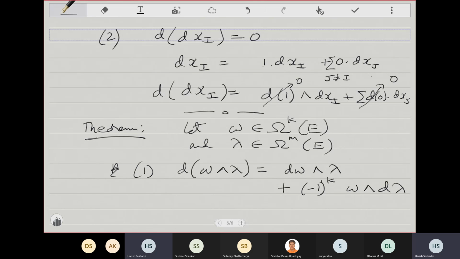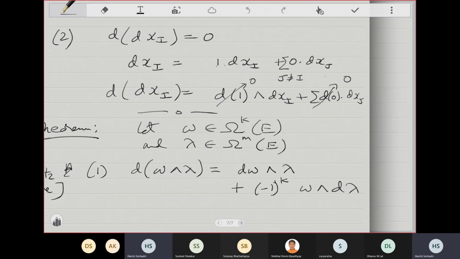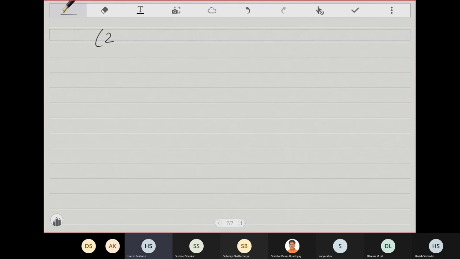So this is the Leibniz rule in this new setting, the product rule for derivatives in the realm of differential forms and exterior derivative and exterior multiplication. And the second statement: d of d of omega is equal to 0. So actually, yeah, okay, fine. So this is it.